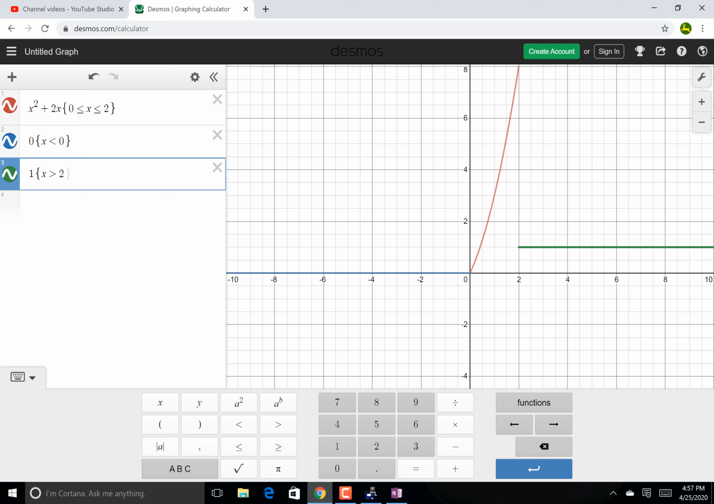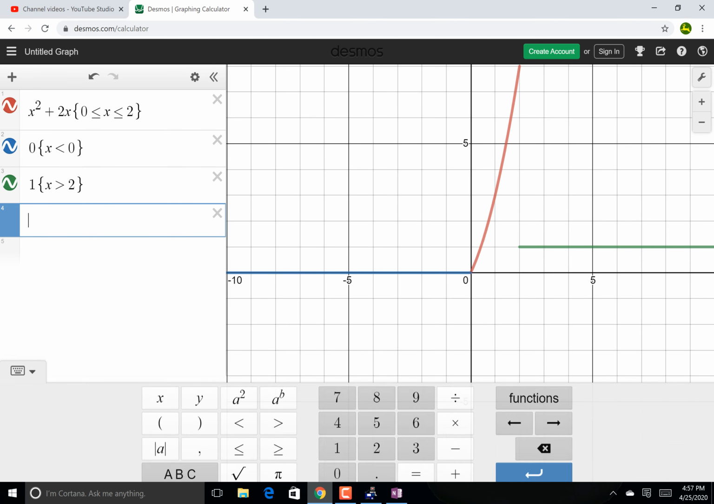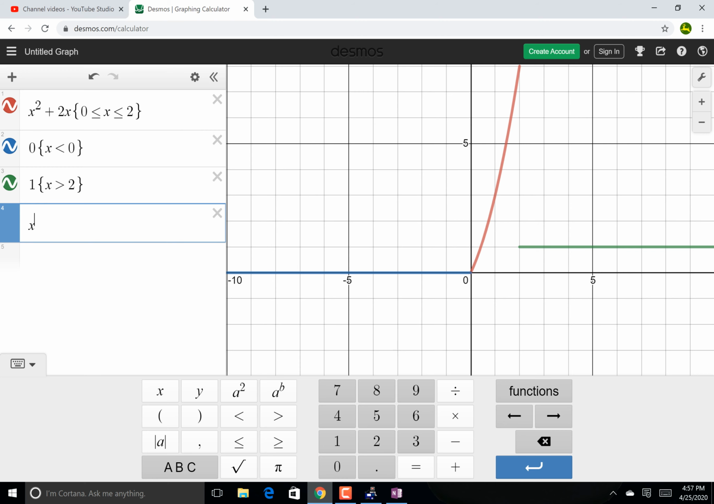Now, you're wondering what's going on here, and what this red line represents. Remember, the red line represents our PDF. What we need to look at is our CDF. We never graphed that yet.